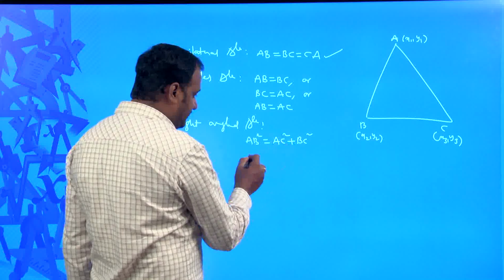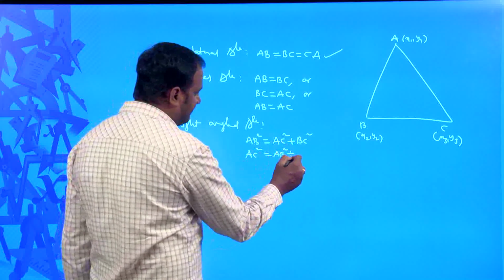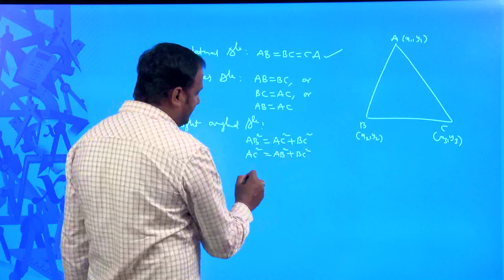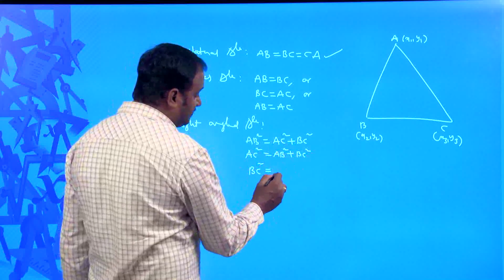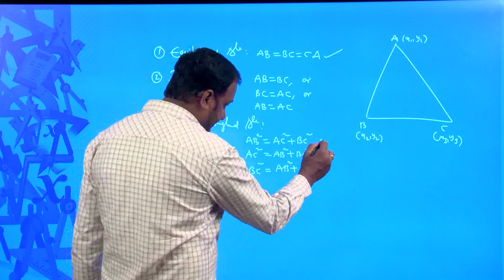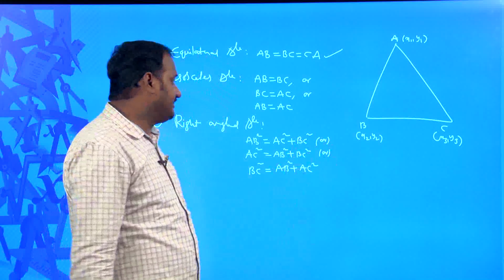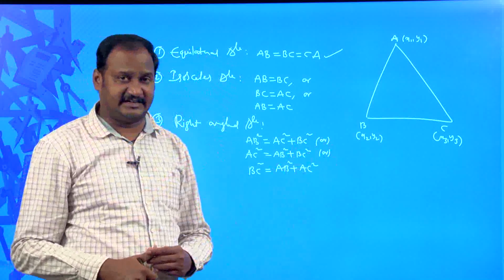Otherwise, for example, if AC is the greatest side, then AC square is equal to AB square plus BC square. Otherwise, BC may be the greatest side, so BC square is equal to AB square plus AC square. So, it can be true, or it can be true, or the third one can be true. Then we can say that the triangle is a right angled triangle.